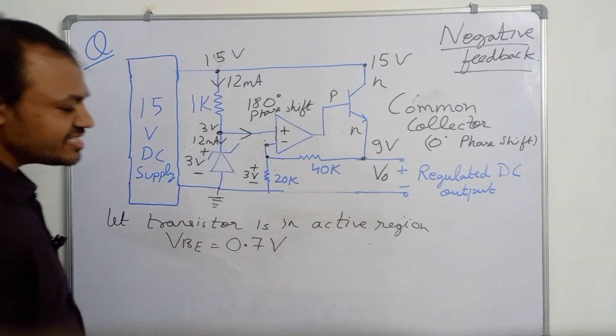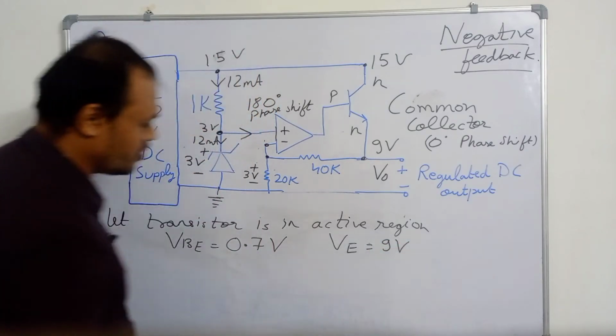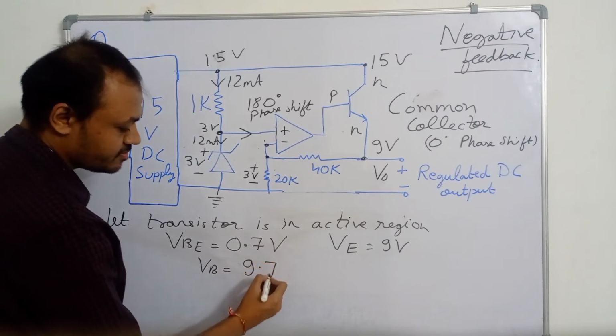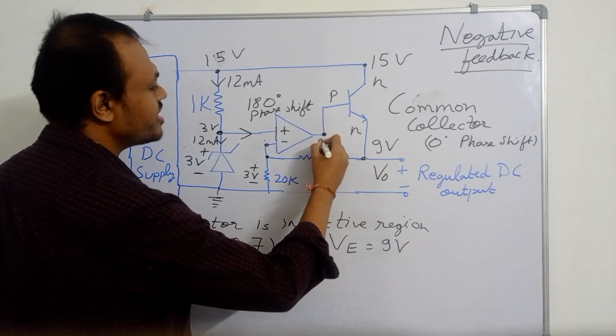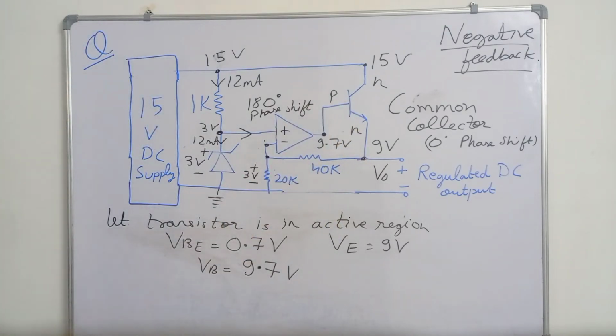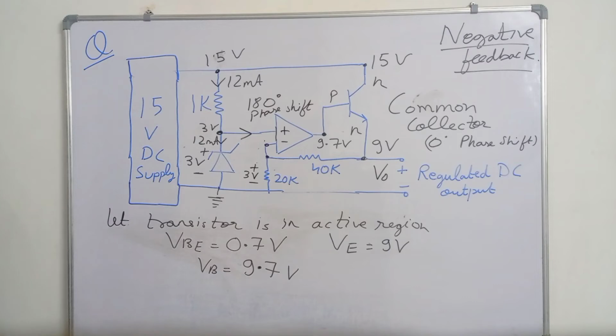But the emitter voltage is equal to 9 volt, VE equal to 9 volt. So obviously VB has to be equal to 9.7 volt. So this voltage has to be equal to 9.7 volt because it is going into the base of the transistor. The output voltage of the op amp is equal to the base voltage. So VB equal to 9.7 volt.